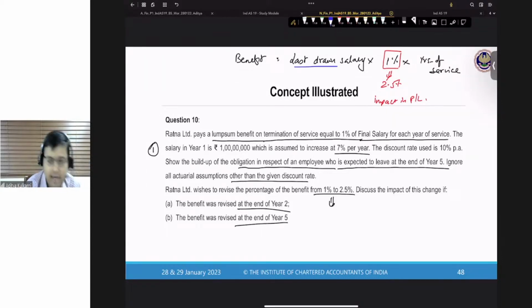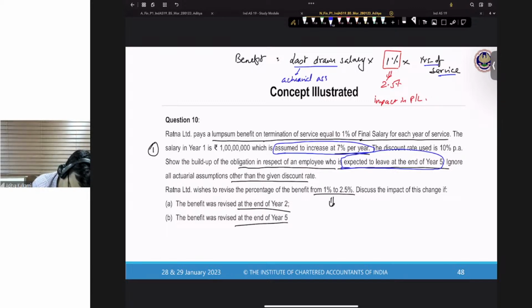Last drawn salary estimate, they are saying assume to increase at 7% per year. Years of service, expected to leave at the end of year 5. Yes, so these two things are actuarial assumptions. If anything changes in respect of last drawn salary estimate or years of service expected to be there, then the impact of these changes will be taken to the other comprehensive income.